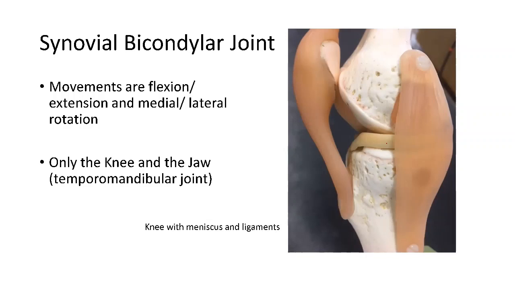Bicondylar, here's where the knee is. There are only 2 bicondylar joints in the body. One is the knee, well, okay, two knees, and the jaw. The temporomandibular joint is a bicondylar joint. We get flexion and extension with medial and lateral rotation. Your knee actually has to be able to rotate as it flexes, or you lose range of motion. This photograph includes the meniscus and the ligaments, but there are other pictures without.